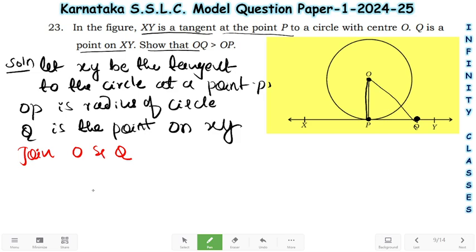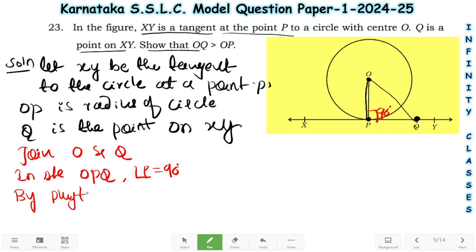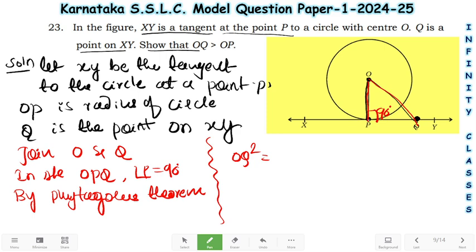In triangle OPQ, angle P is 90 degrees. Yes, by Pythagoras theorem, the square of the hypotenuse, this OQ, OQ square is equal to the sum of the squares of the other two sides, that is OP square plus PQ square, where PQ is greater than 0 here.